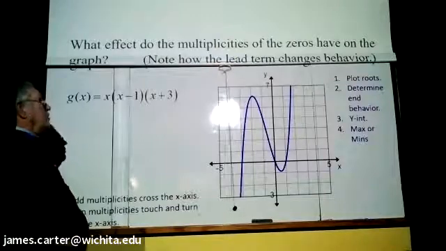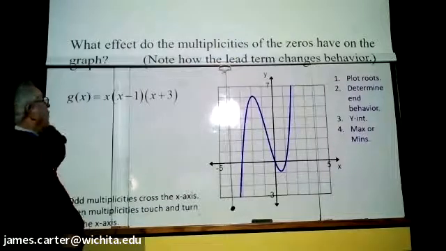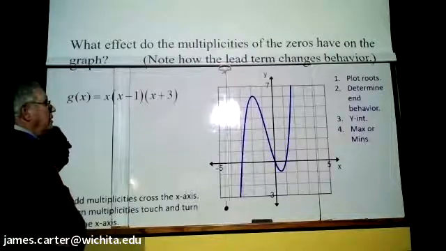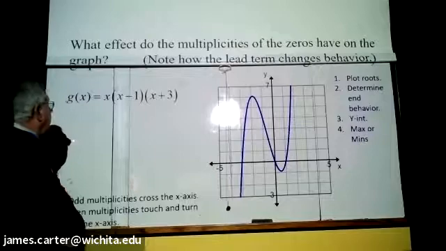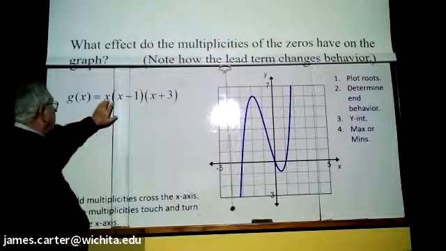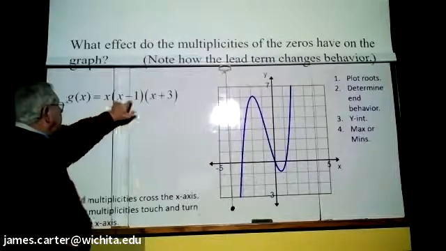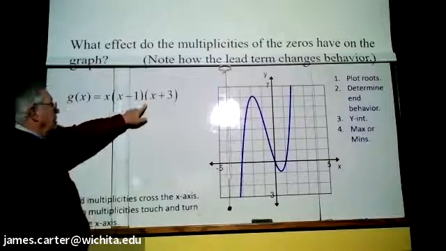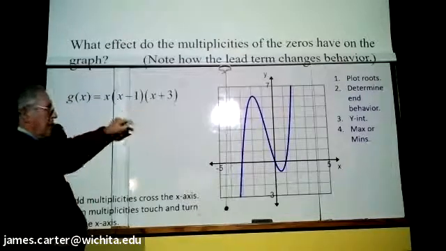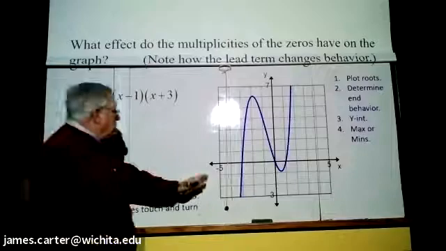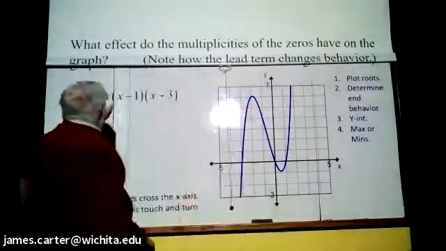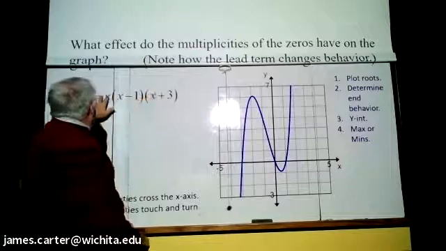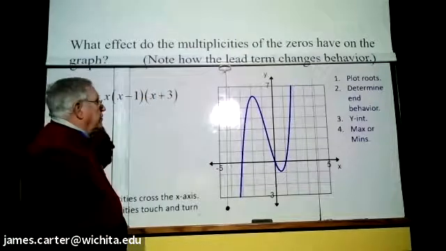What effect did the multiplicity of 0 have on the graph? And let's look at the leading term. What is our leading term? X to the first, x to the second, x to the third. It's a cubic, a third degree, that means it's going to start low and end high because all three of these x's are positive. Okay?